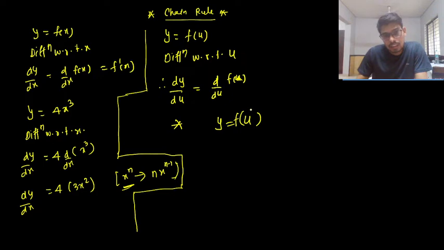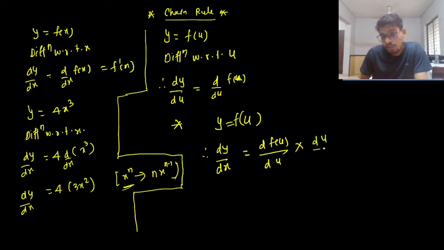So in these cases we will first differentiate this function with respect to u, and then we will differentiate u with respect to x. So dy by dx we can find by first differentiating the function with respect to u, and then multiplying with the derivative of u with respect to x. This is a totally different quantity, and this is a totally different quantity, and the multiplication of these will give us the derivative of y with respect to x. This is known as chain rule.